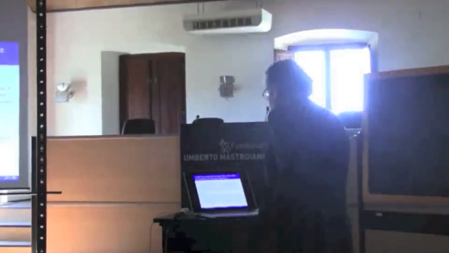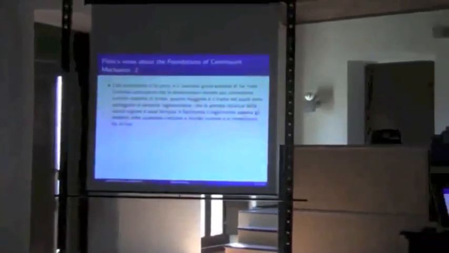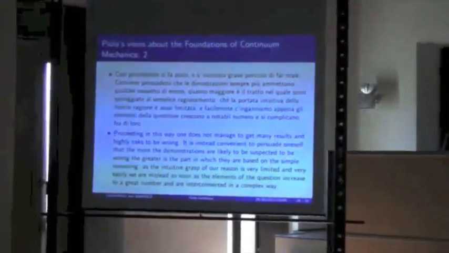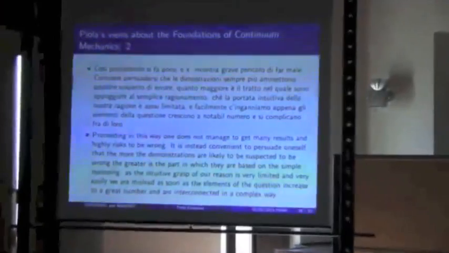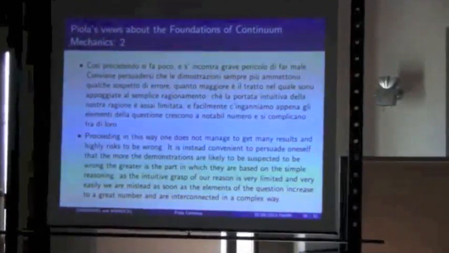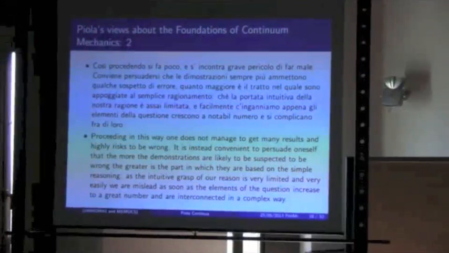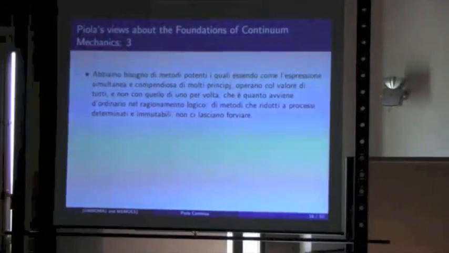So he was underlining that in mechanics you need the calculus of variation. Proceeding in this way, one does not manage to get many results and highly risks to be wrong. It is instead convenient to persuade oneself that the more the demonstrations are likely to be suspected to be wrong, the greater is the part in which they are based on simple reasoning, as the intuitive grasp of our reason is very limited, and very easily we are misled as soon as the elements of the question increase to a great number and are interconnected in a complex way. So this is the laudatio of mathematics.